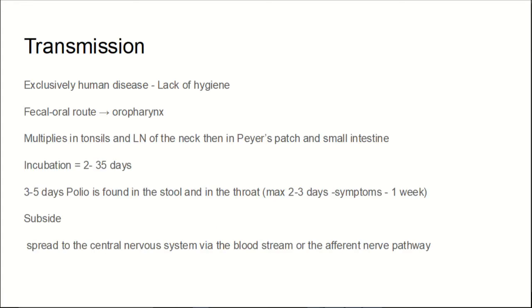Transmission is exclusively human. It is transmitted by the fecal-oral route: basically feces from the person infected with polio transmits it to the other person orally, and that's how polio gets transmitted. It's usually a lack of hygiene, or in the situation of the case study, they were at a pool, and polio is pretty resistant to chlorine, so kids that had polio went into the pool, let it go into the pool, and that's how the other kids were infected.